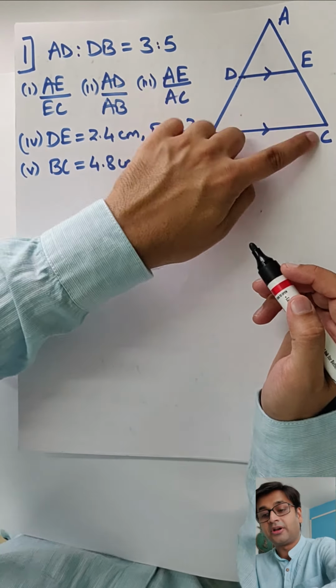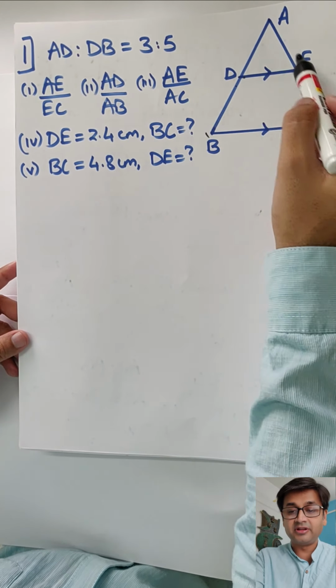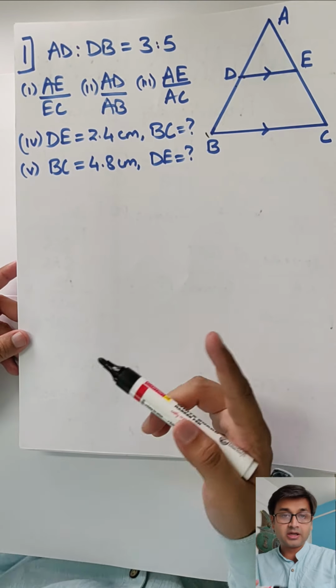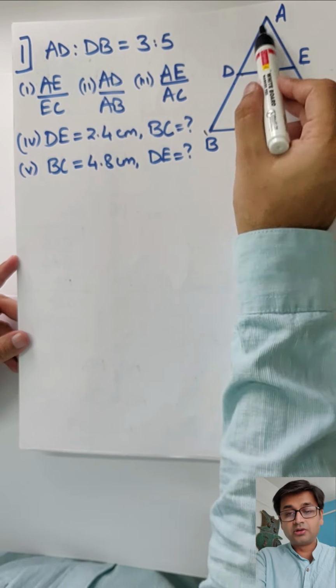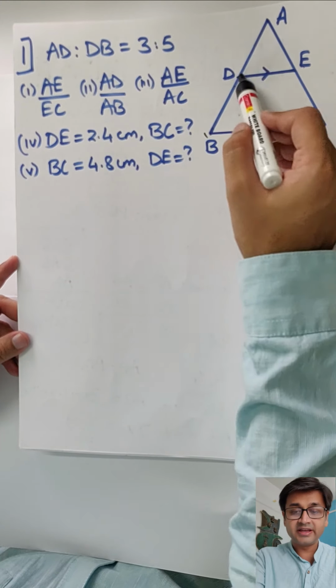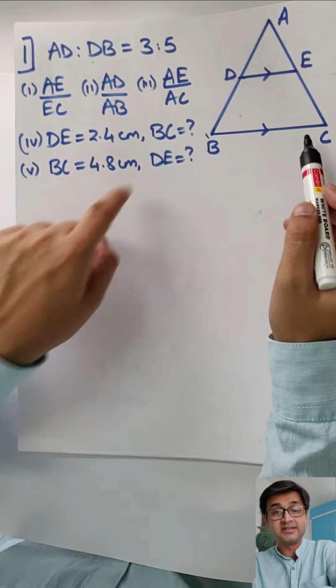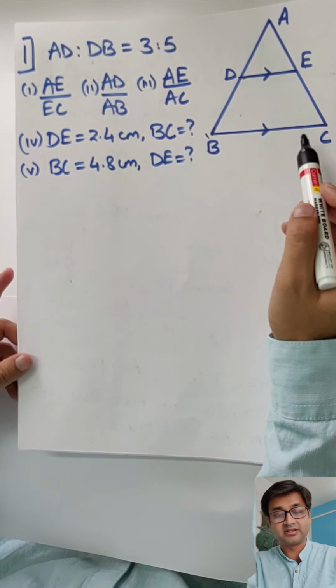What will be AE upon AC? Same thing, 3/8. Again use the X method, or you can prove the two triangles ADE and ABC similar, say AD upon AB equals AE upon AC, by CSST, and get this. So both the methods are available.